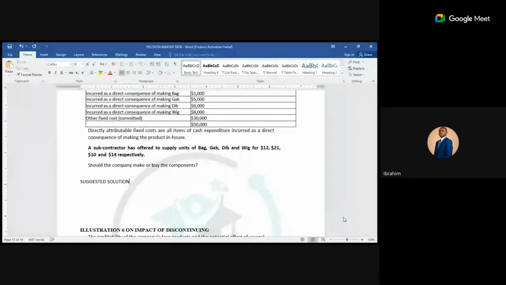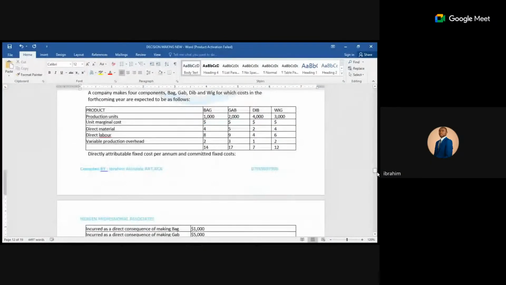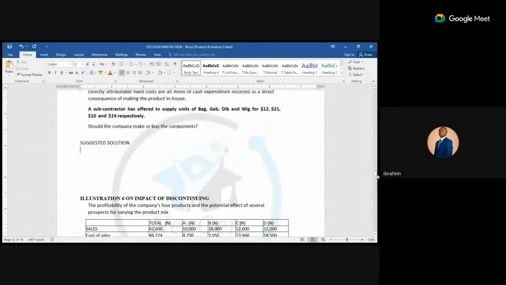Determination of make or buy components. What is the name of the company? No name. Okay. Determination of make or buy components.